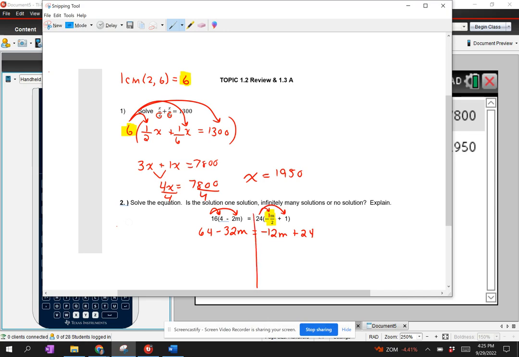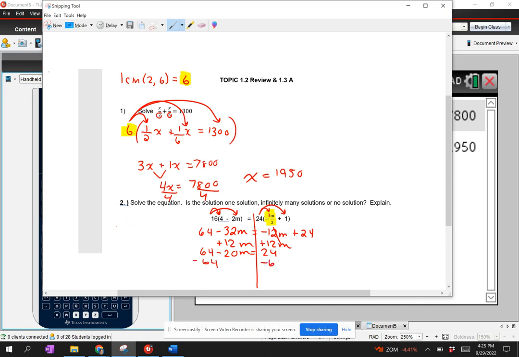Now we have variables on both sides. I always undo this. Please make sure that you write the variable with it. I had some students not do that today. So then I have 64 minus 20m equals 24.